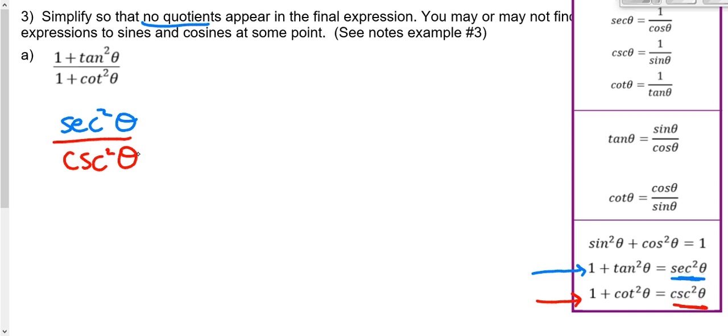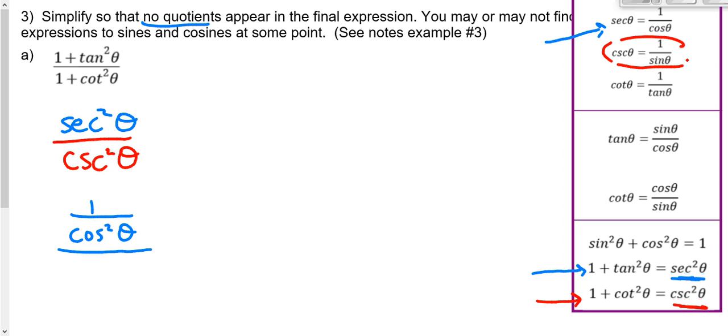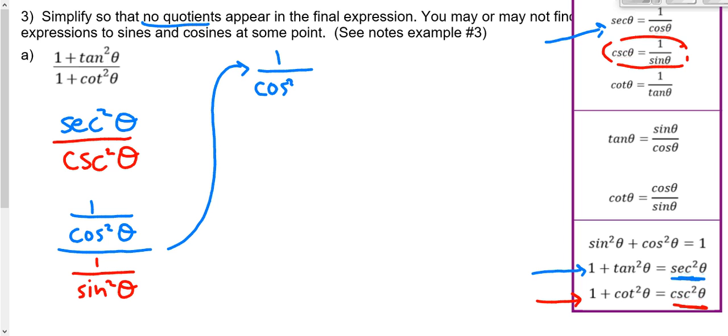So that looks simpler, but perhaps there's more we can do. So now let's go ahead and look back at our reciprocal identities to change to sines and cosines. We can replace secant with 1 over cosine. So we can replace secant squared theta with 1 over cosine squared theta. And we can replace cosecant with 1 over sine, so we can replace cosecant squared theta with 1 over sine squared theta. Now we have a quotient of fractions, a fraction divided by a fraction. So let's change it to the top fraction multiplied by the reciprocal of the bottom fraction.